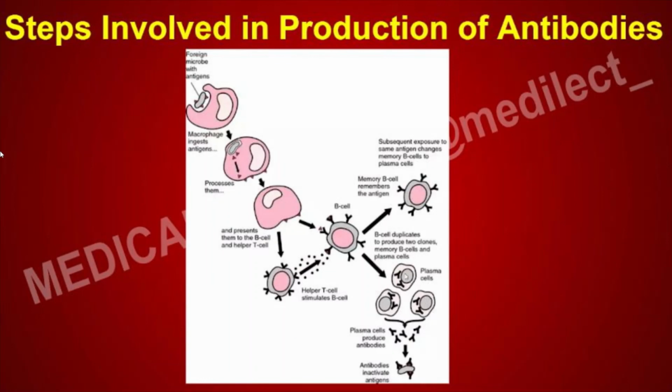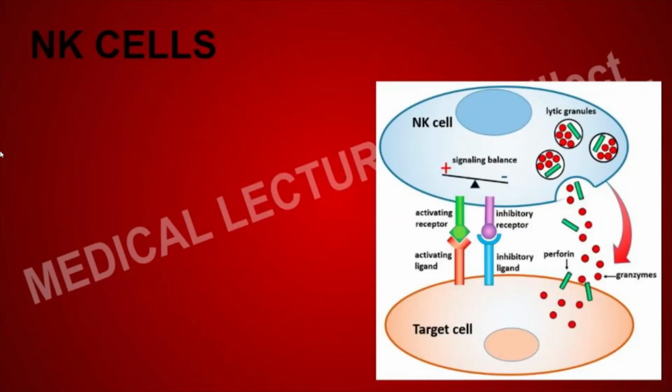Now the plasma cells then secrete a large amount of antibodies, which are gamma globulins and also known as immunoglobulins. And the memory cells, the memory B cells, respond quickly when the body is exposed to the same antigen in the future. Now next is the NK cells, that is the natural killer cells.